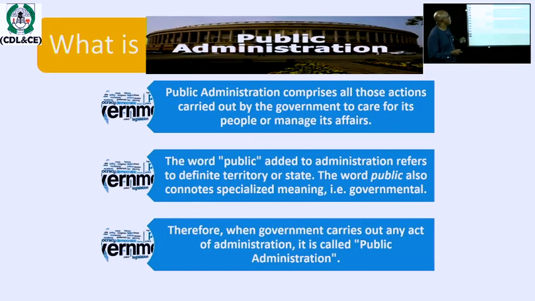Now, what is public administration? So, when we look at all those activities that are carried out by government in order to manage the people and to manage the affairs of the state, this is what we refer to as public administration. Because here, after you have understood that administration is to serve, to manage, you add that word public to it, and it makes it public administration.